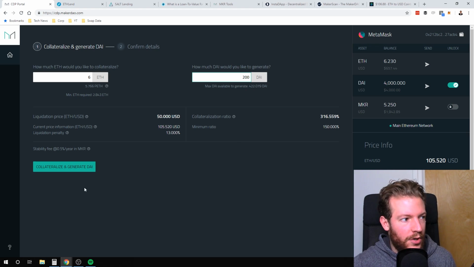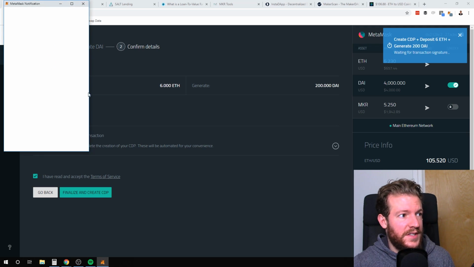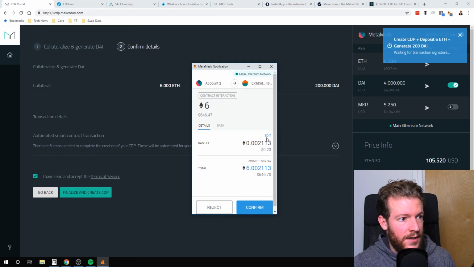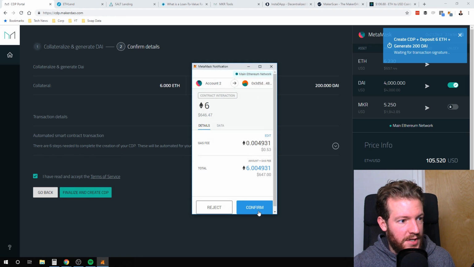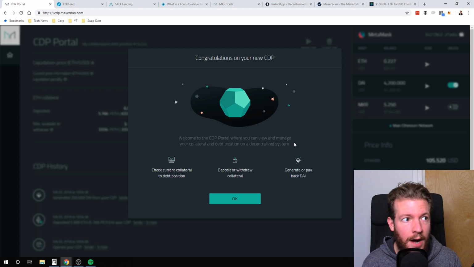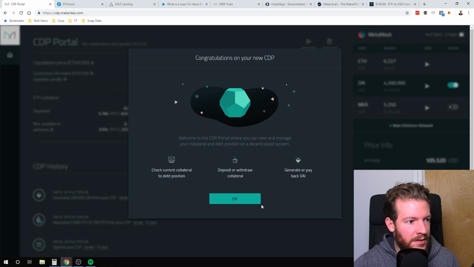So we'll show a little bit here. If I click collateralize and generate DAI, I've read the terms of service. I've already done so. So I'll finalize and create the CDP with 6. Make sure this looks good. Jack up the gas price a little bit. So here we are. Now I have freshly created a CDP. It took 30 seconds. I fast-forwarded that so that you didn't have to wait 30 seconds of me blabbering. But we can click on this button, click OK.